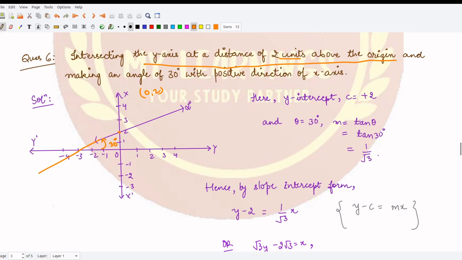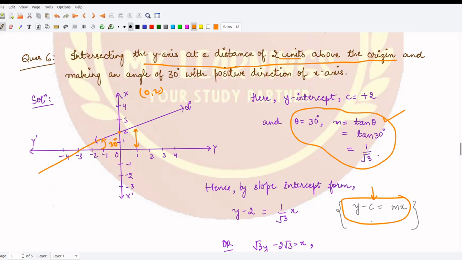So what is the slope here? It is not directly given to us. You have to first of all calculate it using the formula m is equal to tan theta. So m is equal to tan 30 degrees, which is 1 by √3. And in this case, as I have told you, we are given the y-intercept. Its value is 2. So the value of c here is 2, and the formula, as I've told you in the previous question as well, is this one.